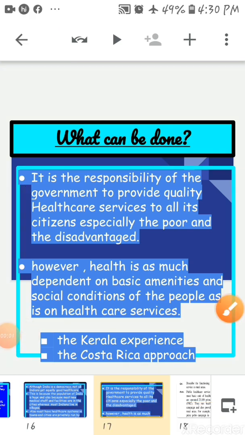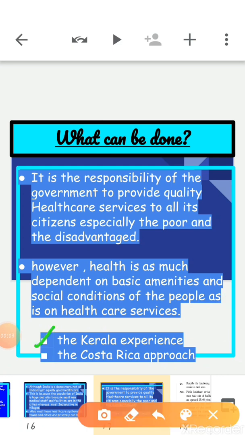Okay, so let's start first with the Kerala experience. In 1996, the Kerala government made some major changes in the state. Basically, they decided that 40% of the entire state budget would be given to the panchayat, right?